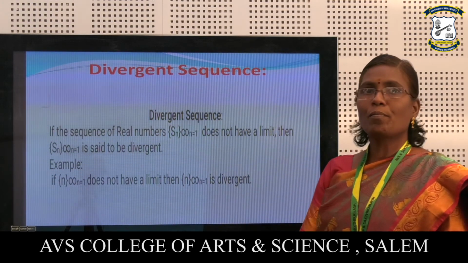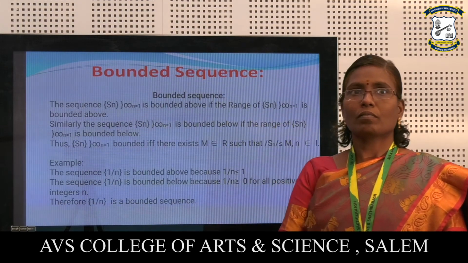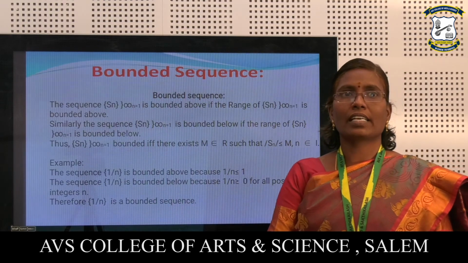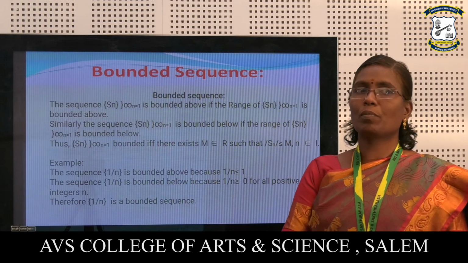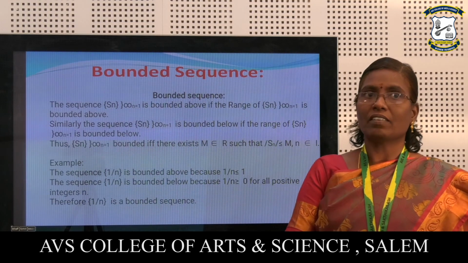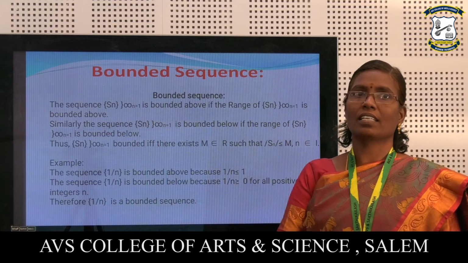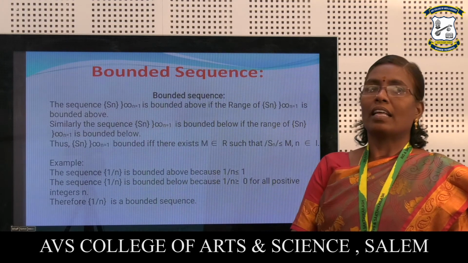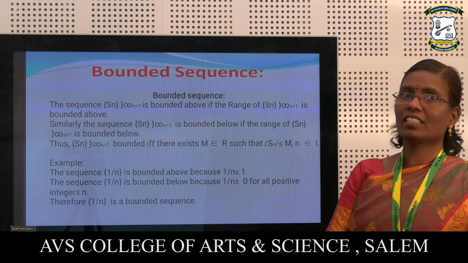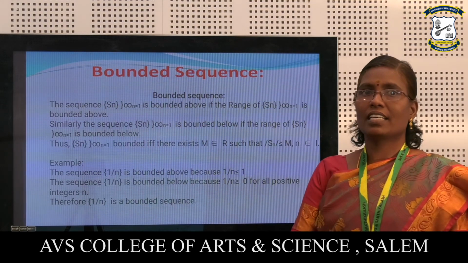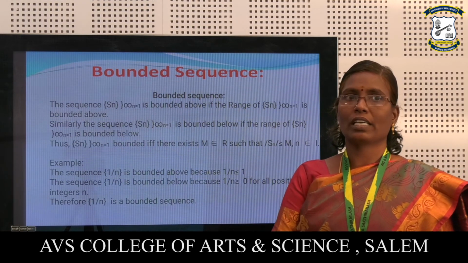Next we can see bounded sequence. The sequence S_n is bounded above if the range of S_n is bounded above. Similarly, the sequence S_n is bounded below if the range of S_n is bounded below. The sequence S_n is bounded if and only if there exists M belongs to R such that modulus of S_n is less than or equal to M for n belongs to N.